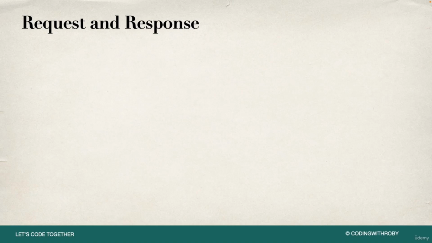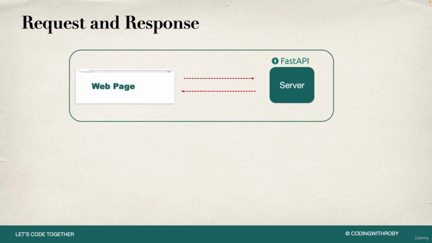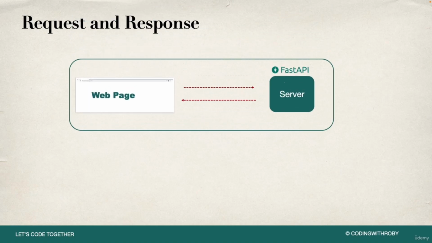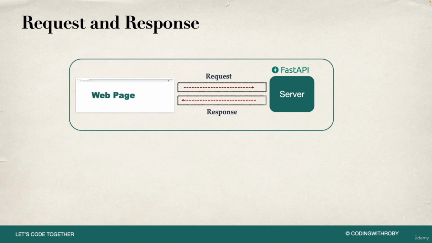But first, let's go over request and response. So if we remember, we're going to have a web page, and the web page is going to be able to communicate with a FastAPI application. So the web page is going to send a request to the FastAPI server, and FastAPI is going to send a response back to the web page. So think of the request being, hey, I want to see book 2 and 4, and then FastAPI is going to return book 2 and 4.